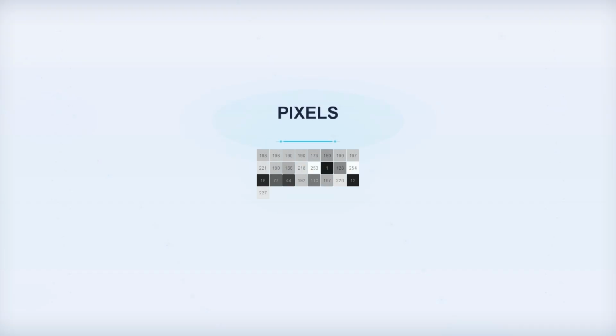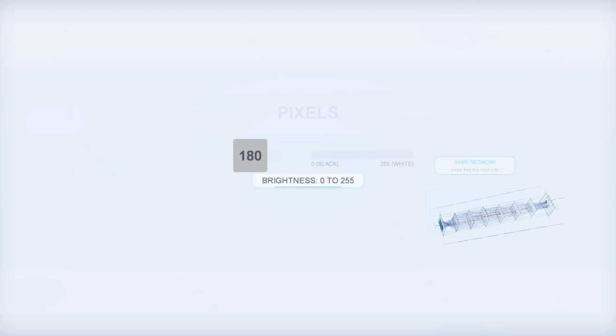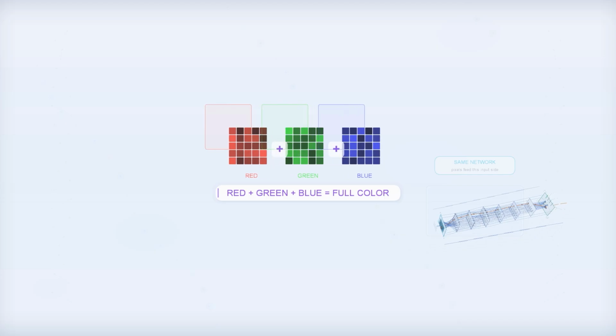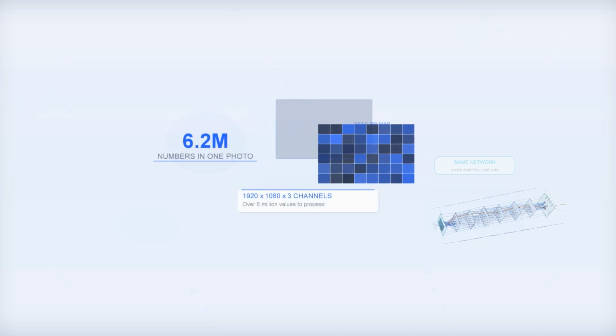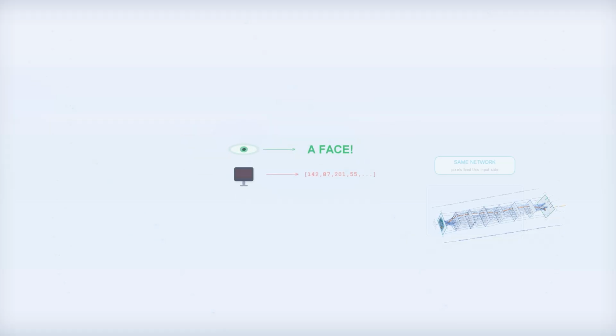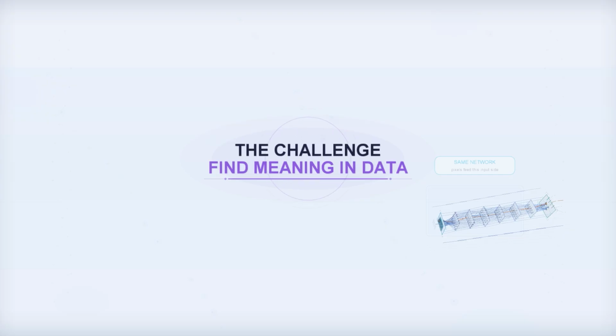Every digital image is made of tiny squares called pixels. Each pixel is just a number, brightness from 0 to 255. Color images have 3 channels: red, green, and blue. A simple photo might have millions of these numbers. To us, it's a face, a sunset, a dog. To a computer, it's just a massive grid of numbers. The challenge: find meaning in this ocean of data.